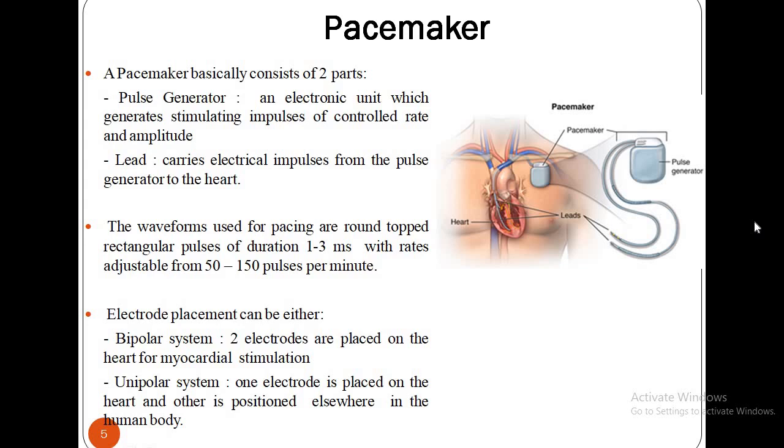In almost all cases, the waveforms used for pacing are round-top rectangular pulses of 1 to 3 milliseconds duration with rates adjustable from 50 to 150 pulses per minute. The electrode arrangements for use with the cardiac pacemakers can be in the form of bipolar or unipolar system. In the bipolar system, 2 electrodes are placed on the heart for myocardial stimulation, whereas in the unipolar system, 1 electrode is placed on the heart and the other electrode is positioned elsewhere in the body.